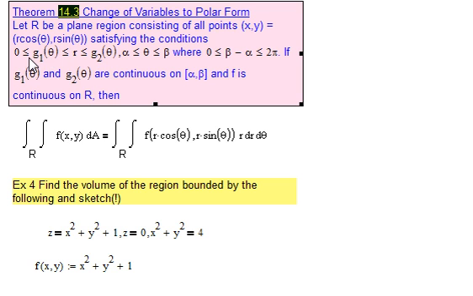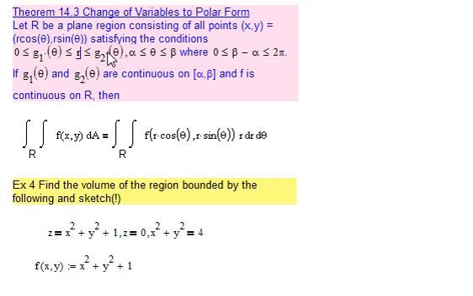So if we have our R with an outer boundary G2 of theta and an inner boundary G1 of theta, and both are greater than or equal to 0, so that is an issue that might come up, and I would recommend whenever you can to use symmetry when you calculate these double integrals in polar coordinates, because if the R value is negative, you'll be subtracting some area that you don't mean to.